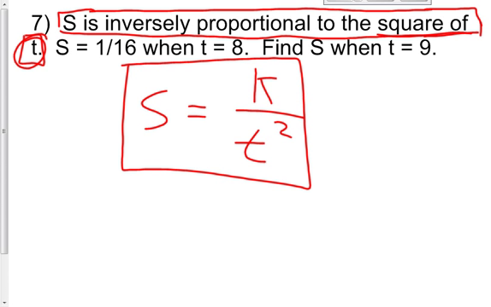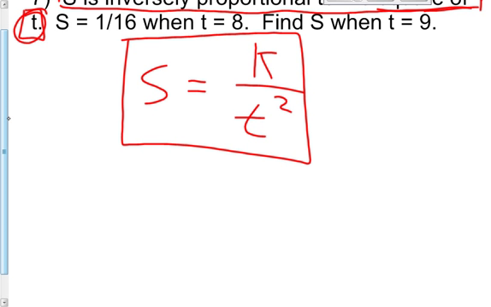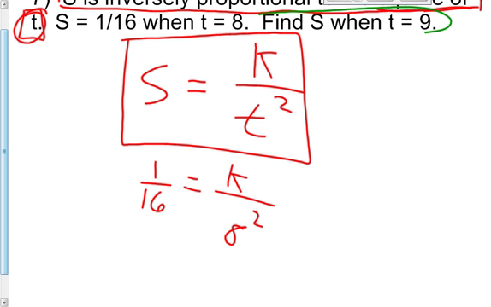Now it says S is 1/16, so 1/16 goes over here. So that equals K over t squared. T is 8, so 8 squared. Once we find our constant of variation, then we're going to tackle this green part. But first, let's find our constant of variation.